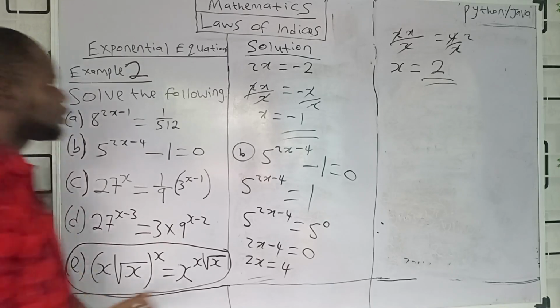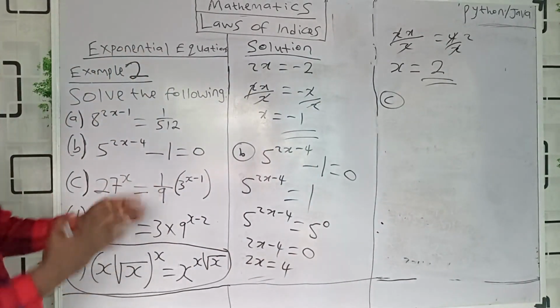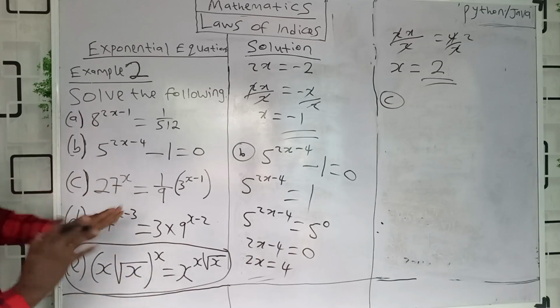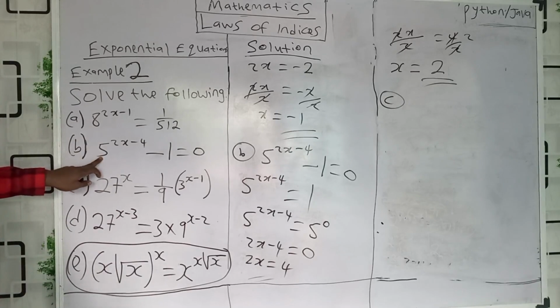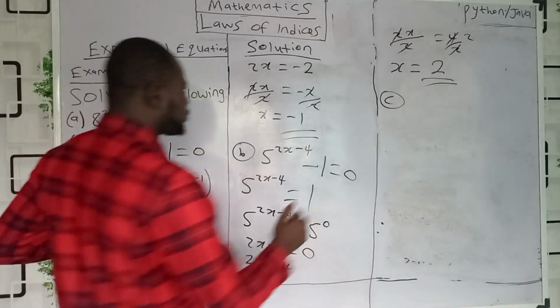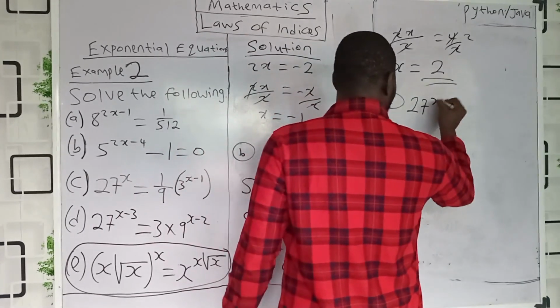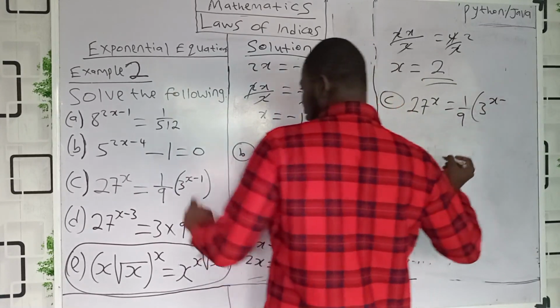Okay, the next one is the C part. I hope you are following me, everyone. You can just watch it with a slow motion, then you can recheck again. So the explanation will give you more details. So let's go. 27 raised to power x equal what? 1 all over 9 into brackets 3 raised to power x minus what?